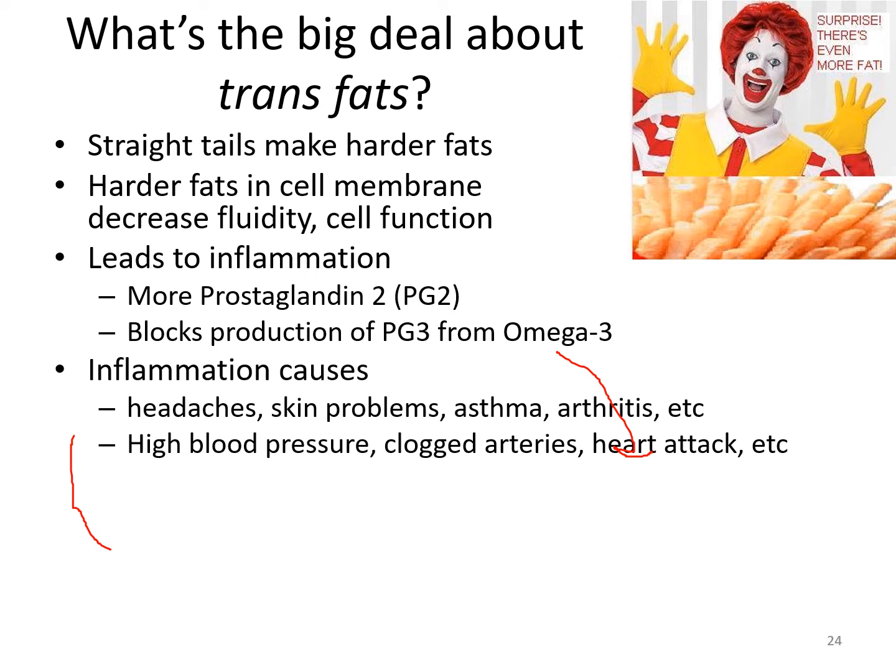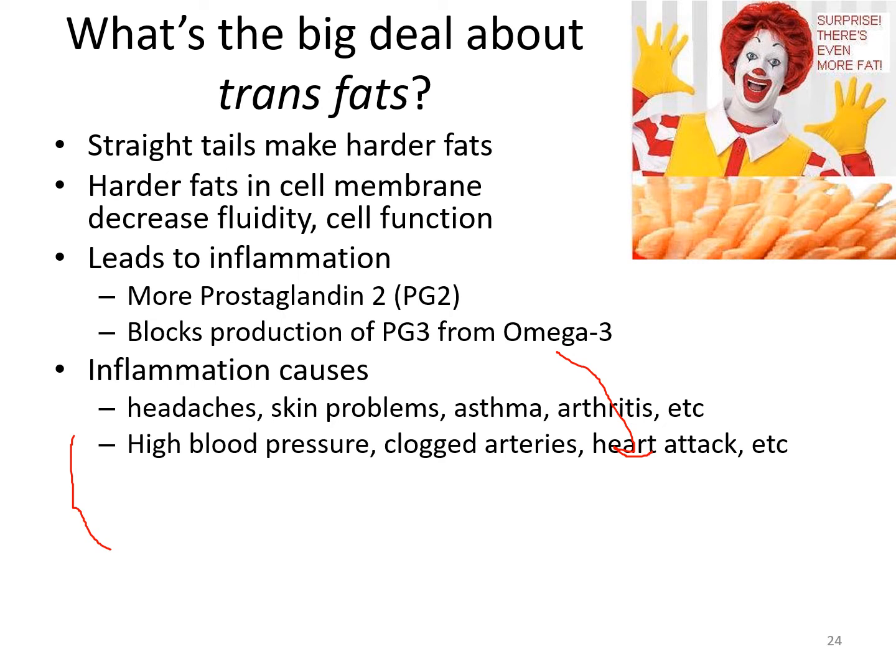So what that does is it leads to most of the normal everyday aches and pains that are exacerbated by inflammation, right? So lots more headaches, lots of skin problems, asthma, arthritis, these are all inflammatory issues. And so in general, you're going to be a lot crankier and unhealthy as you're eating these, right? In addition to weight and all that other kind of stuff.